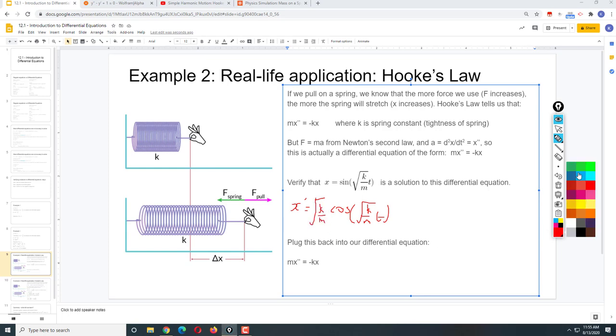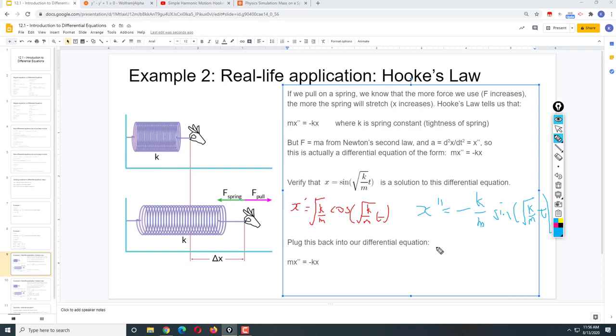So the second derivative, x double prime: the derivative of cosine is negative sine, so we have negative sine of square root of k over m t. We have the square root of k over m from before, and another square root of k over m from the chain rule. Multiply two square roots, the square roots cancel. So x double prime is negative k over m times sine of square root of k over m t.